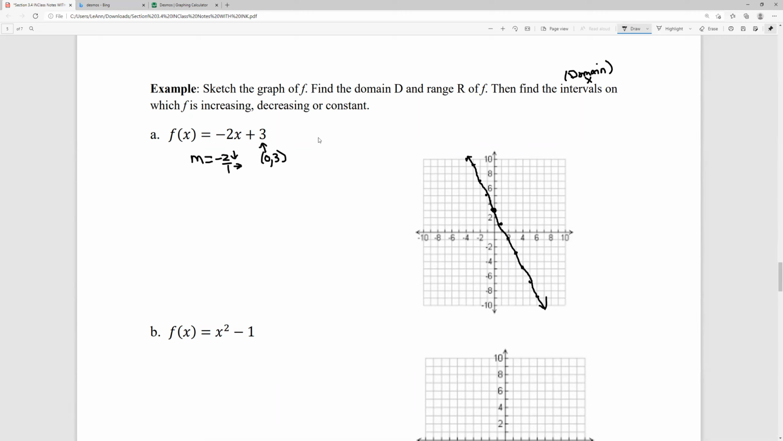Put the arrows on each end. So this is a linear equation with a negative slope. So notice it's going downhill. So the domain. This is a polynomial.